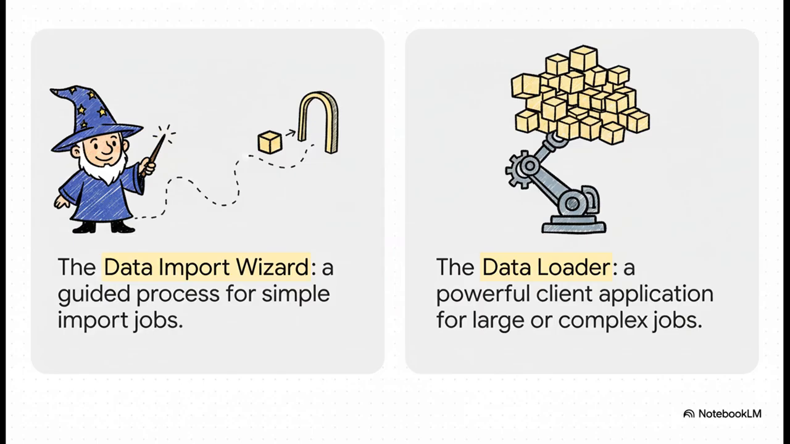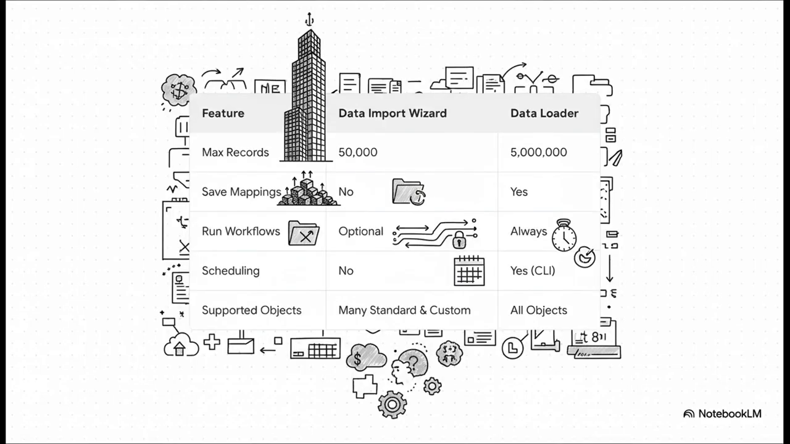So how do they really compare? The differences are pretty huge when you look at them side by side. First off, the sheer scale. The Wizard caps out at 50,000 records, while Data Loader can handle a whopping 5 million. If you need to automate your imports on a schedule or save those complicated field maps for next time, that's Data Loader's turf, no question. But, and this is a big one, the Wizard has a really cool trick up its sleeve. It lets you choose to bypass workflow rules. That can save you from a crazy flood of email alerts when you're just doing a simple import.